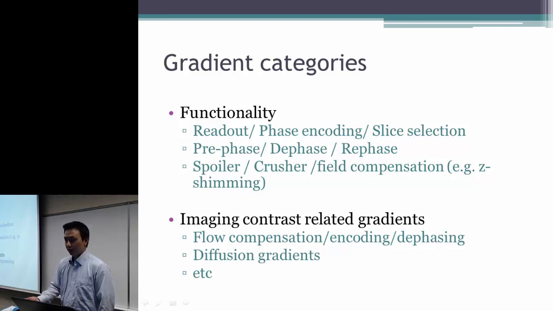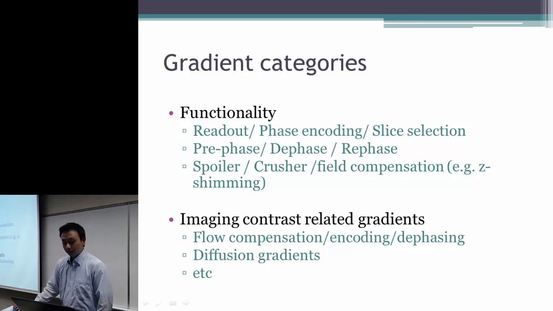We have this rephase gradient for the slice selection, so that the signal does not disperse. And we also have this spoiler gradient, crusher gradient, and also the field compensation gradient. As we mentioned before, there is this shimming technique that we use these field compensation gradients.